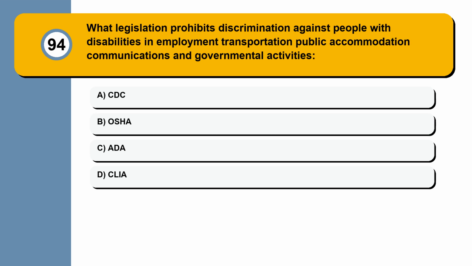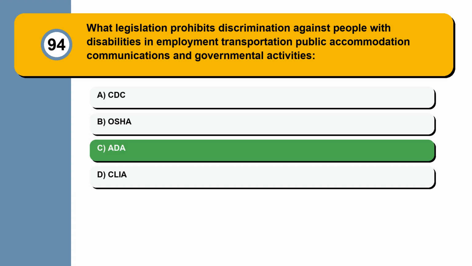Question 94. What legislation prohibits discrimination against people with disabilities in employment, transportation, public accommodation, communications, and governmental activities? Here are your options. Option A, CDC. Option B, OSHA. Option C, ADA. Option D, CLIA. The correct answer is option C, ADA.